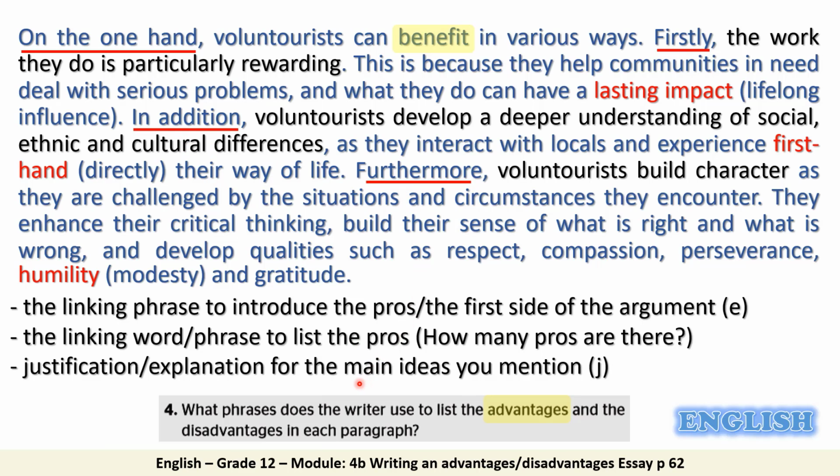This is also the answer to question number 4 down page 62. What phrases does the writer use to list the advantages, right? The second part, we will answer it in the next slide. Another point, the justification: he used because and as twice in order to introduce the justification for the main ideas in the paragraph, right?